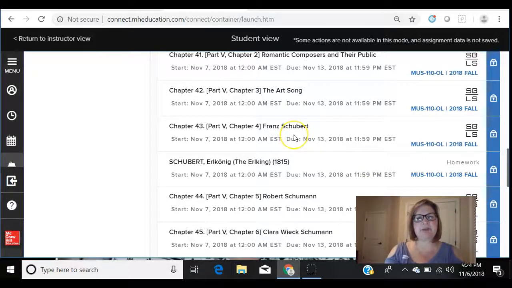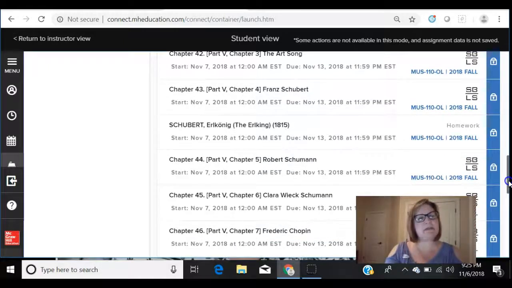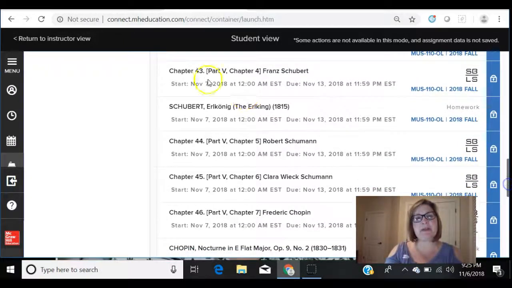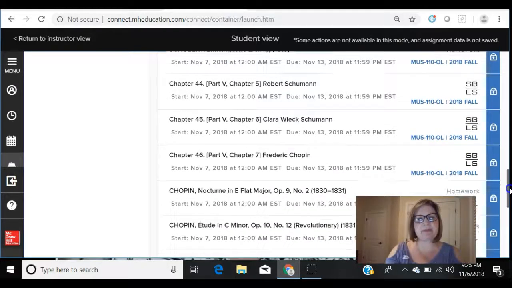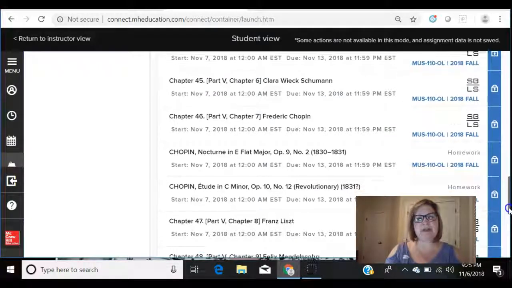Yeah, this is Franz Schubert. He is the father of the art song and wrote over 600 art songs, and I've sung many of them. And so the Earl King is one of his most famous art songs. And then another contemporary of his, Robert Schumann. And then Clara Wieck Schumann was Robert Schumann's wife. So it's one of our first woman composers in a long time.